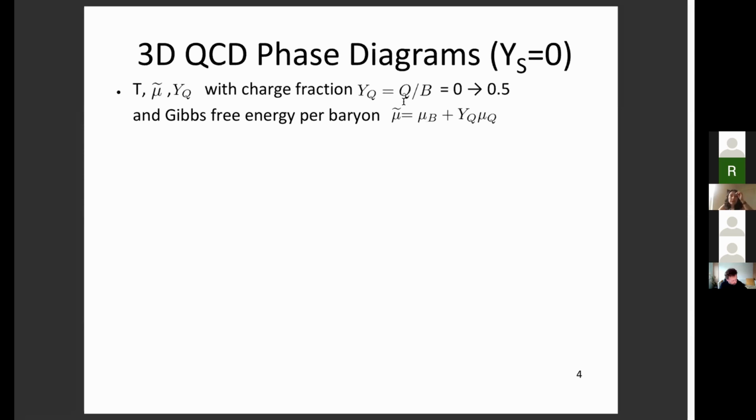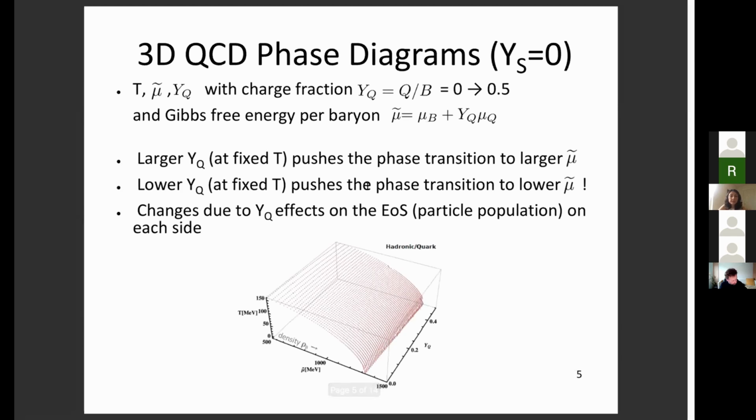And before I show the phase diagram, I just want to say the way I like to think about zero charge fraction, and I explain this because many people used to think just about isospin. So at Y_Q equal to 0, when the net strangeness is set to 0, this will just be going from pure neutron matter to matter that has twice the amount of down and up quarks. And then charge fraction 0.5 will be going to matter that has the same amount of protons and neutrons to the one that has the same amount of up and down. So keep that in mind.